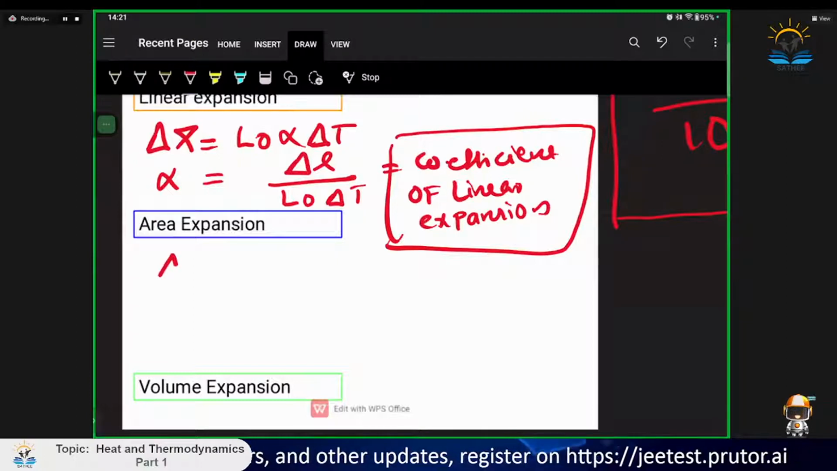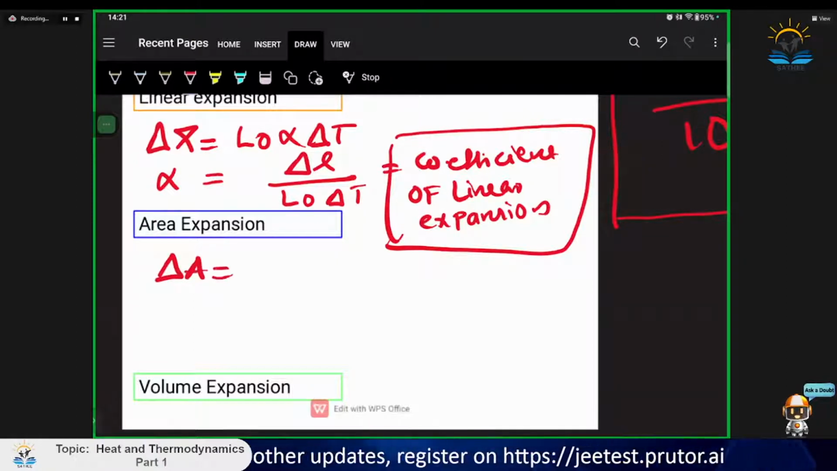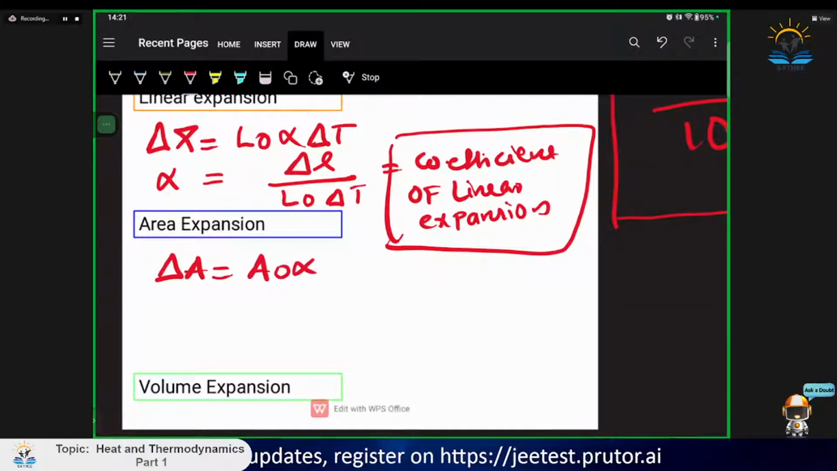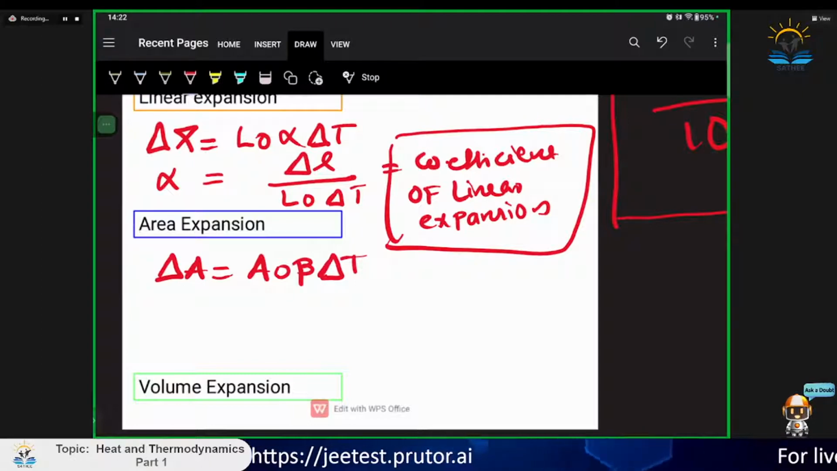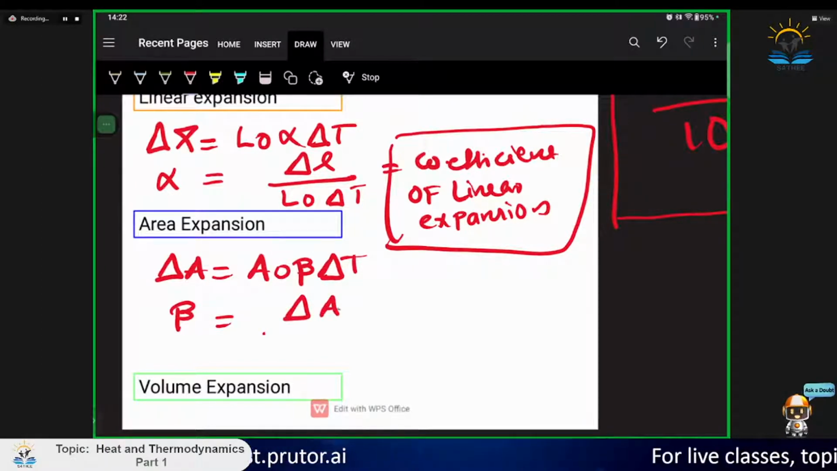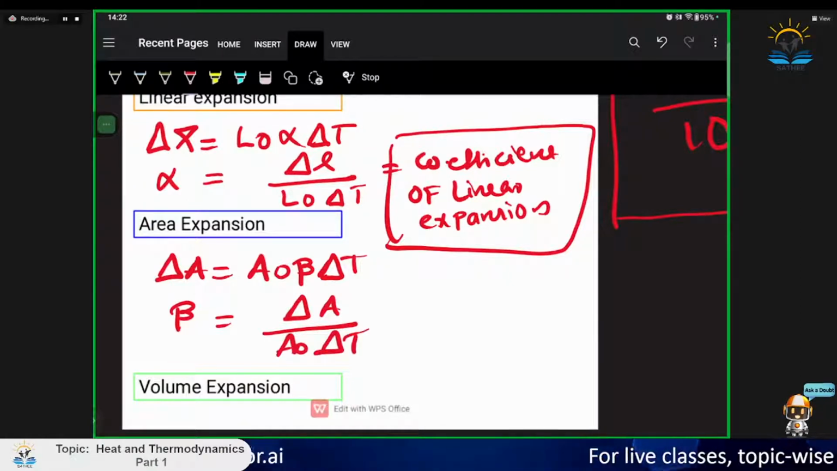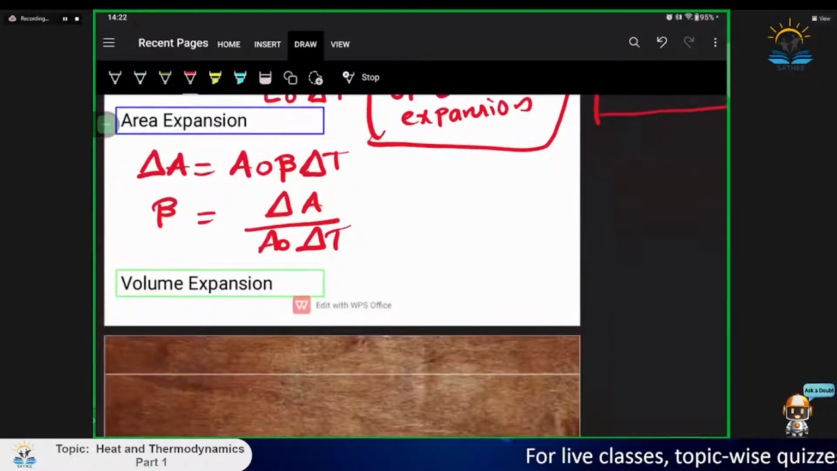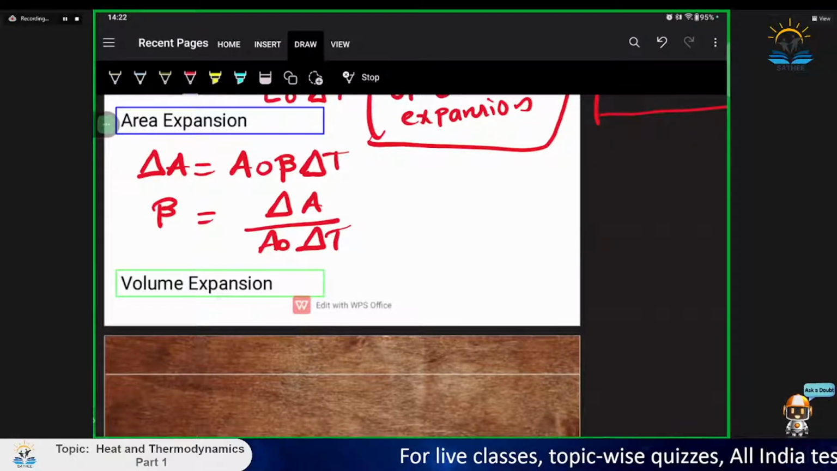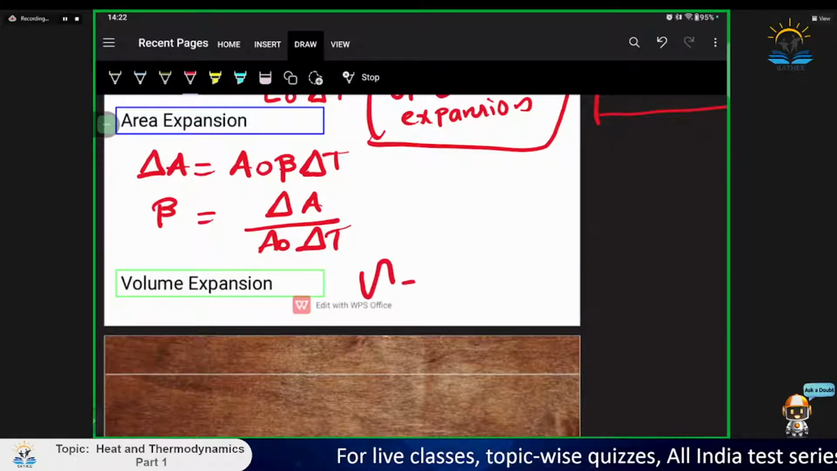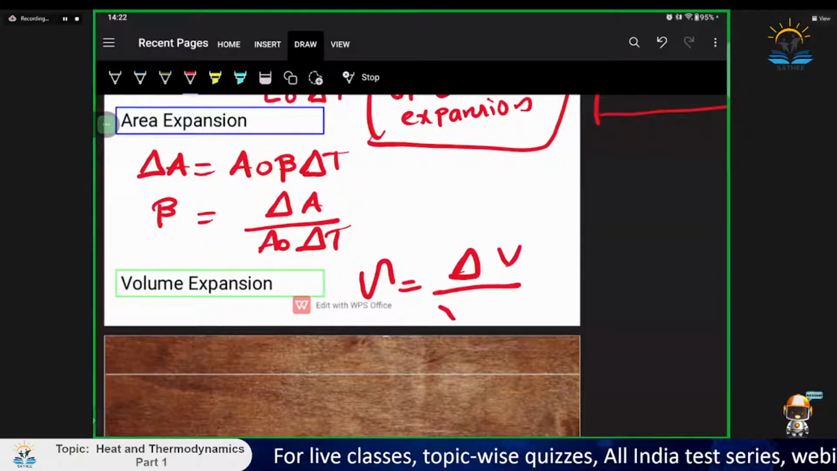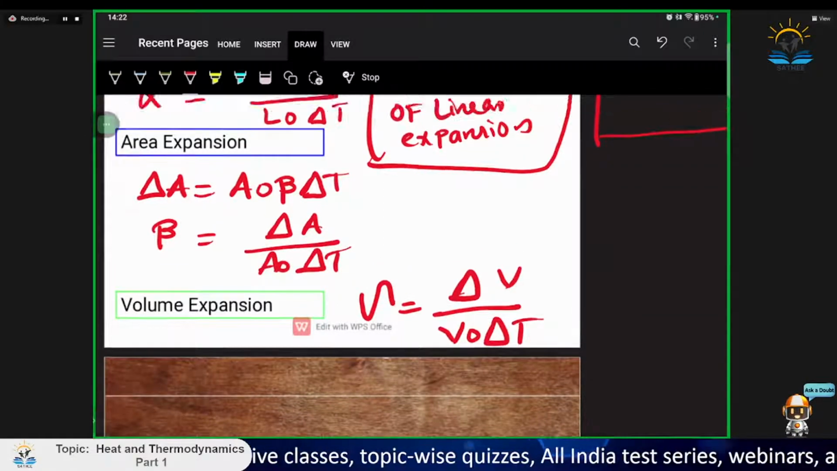Area expansion: delta A, we can write A0 alpha; instead of alpha here, we have beta, beta delta T. So we can write beta as delta A by A0 delta T. Same, we have volume expansion. Like area expansion has beta, in volume expansion we have gamma. Gamma is the coefficient of volume expansion. Gamma is equal to delta V by V0 delta T. This much we know.